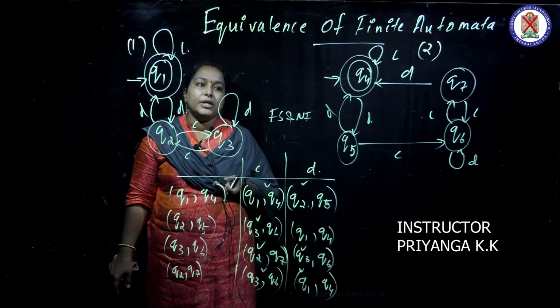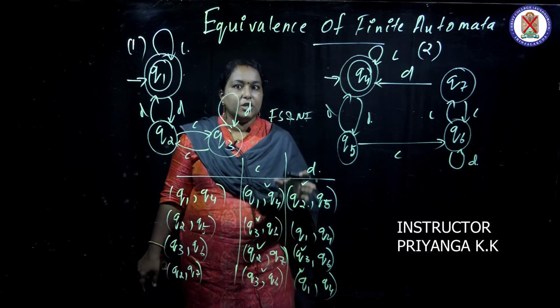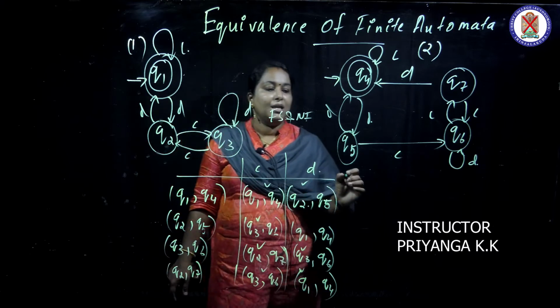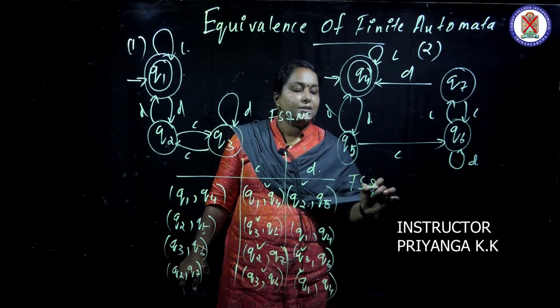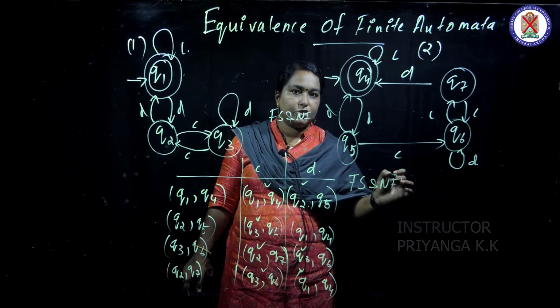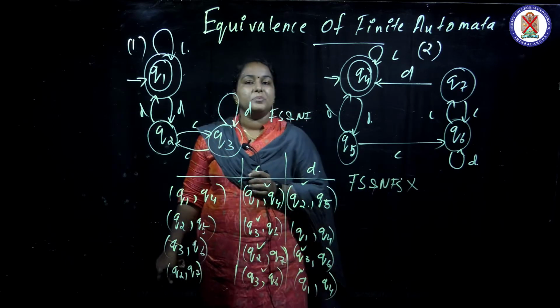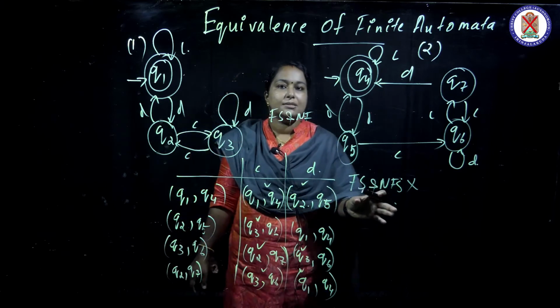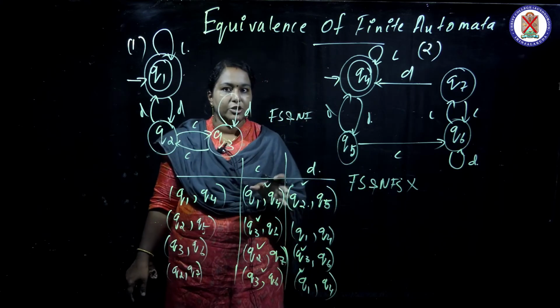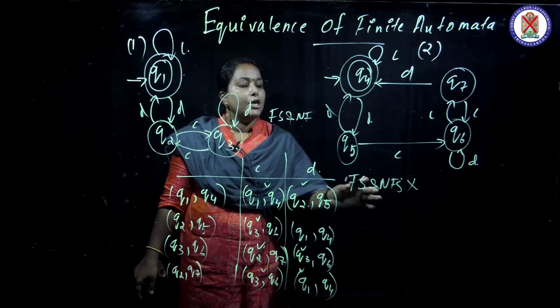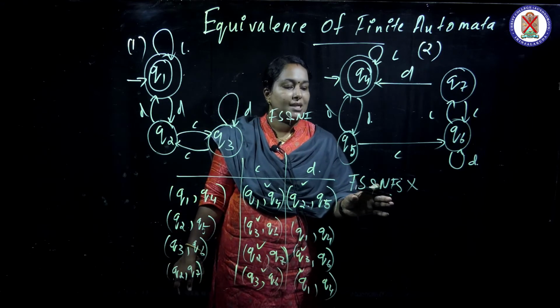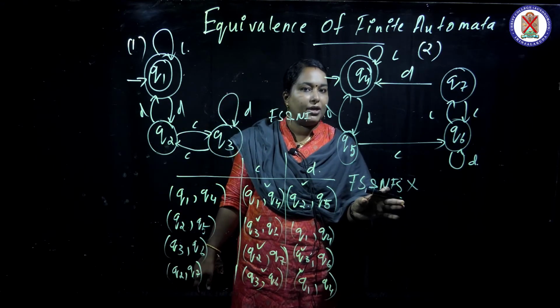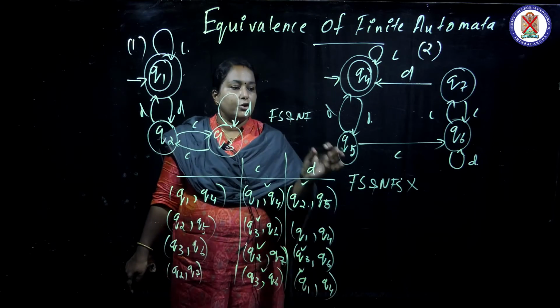When it is not equivalent: if a combination comes in your transition table like that, a final state and a non-final state combination, these two automata are said to be not equivalent. So that is the condition. If in your transition table a combination comes like this, a final state and a non-final state, they are said to be not equivalent.